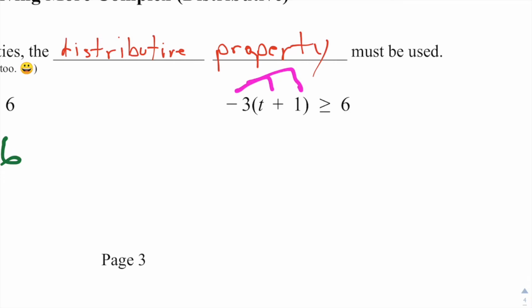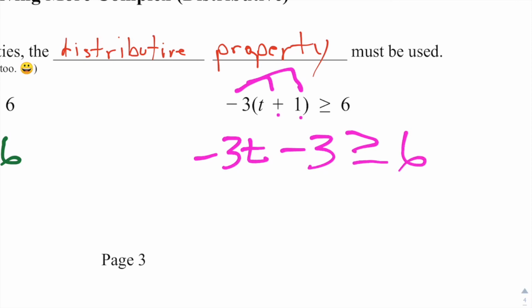So it would be 3 times t, which is negative 3t, and then 3 times this positive goes with that 1. So it would be negative 3 times positive 1, which would be negative 3, or minus 3, is greater than or equal to 6. And then we would solve this once we get a little bit more skills later in the tiers. Good luck on your practice sets.